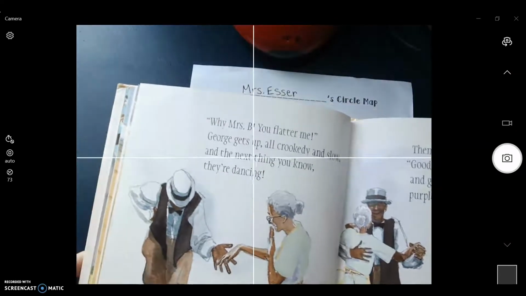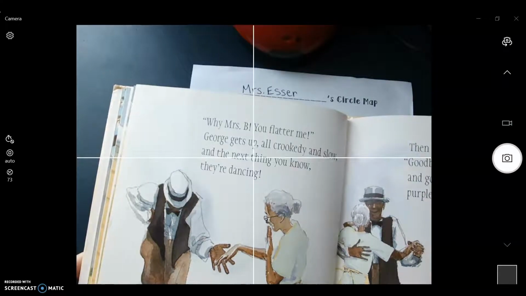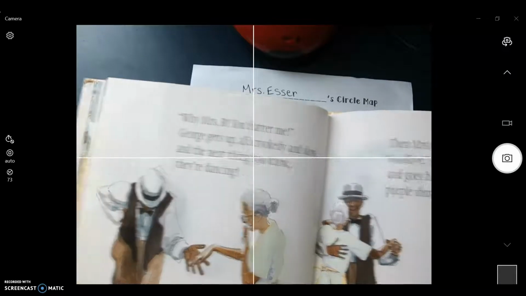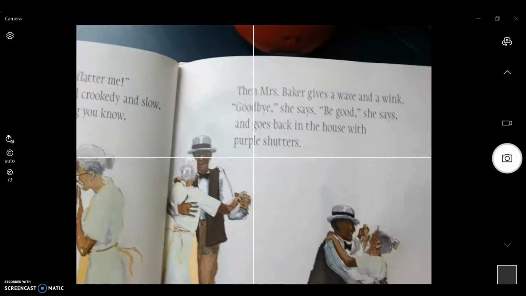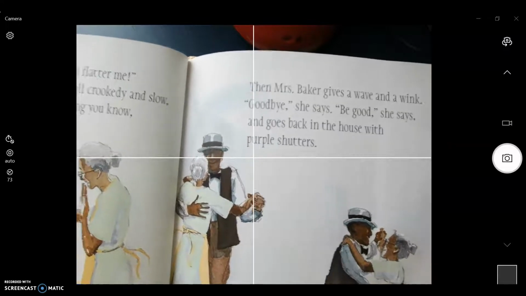Why, Miss B, you flatter me. George gets up all crickety and slow, and the next thing you know, they're dancing. Mrs. Baker gives a wave and a wink, goodbye, she says, be good, she says, and goes back in the house with the purple shutters.